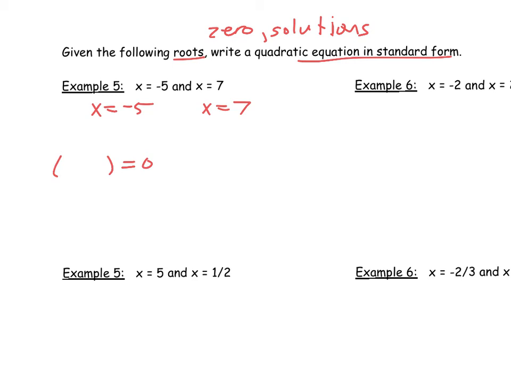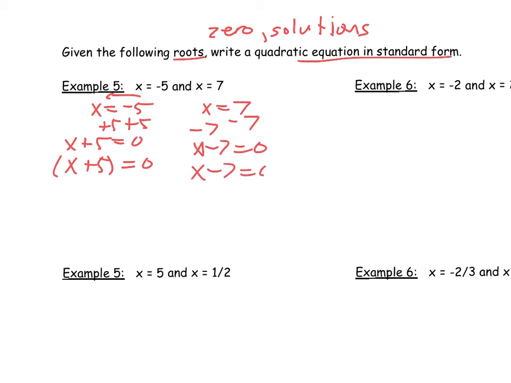So I'm going to bring that negative 5 back over by adding 5 to both sides. And I get x plus 5 equals 0. Well, there it is. That's my first factor. Same thing here. I'm going to subtract 7 because I want everything equal to 0. And I get x minus 7 equals 0. So there's my other factor. And then I just take them and multiply them.